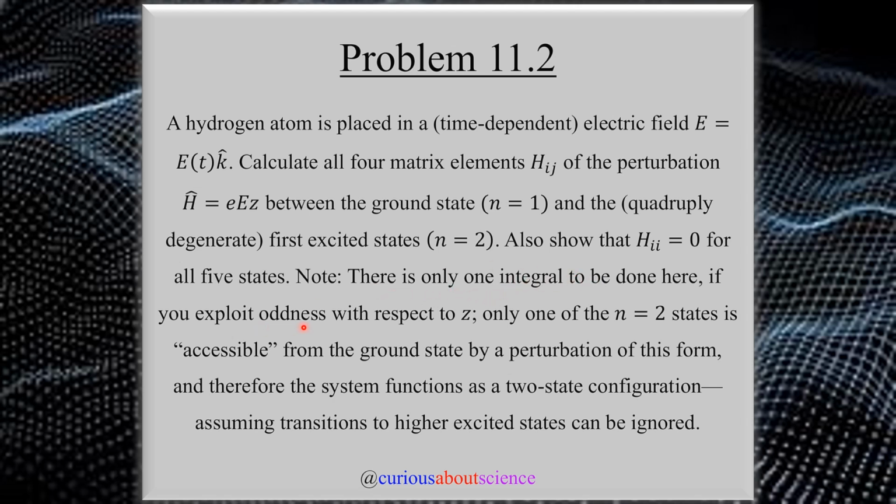If you exploit the oddness with respect to z, only one of the n equals 2 states is accessible from the ground state by the perturbation of this form, and therefore the system functions as a two-state configuration, assuming transitions to higher excited states can be ignored.